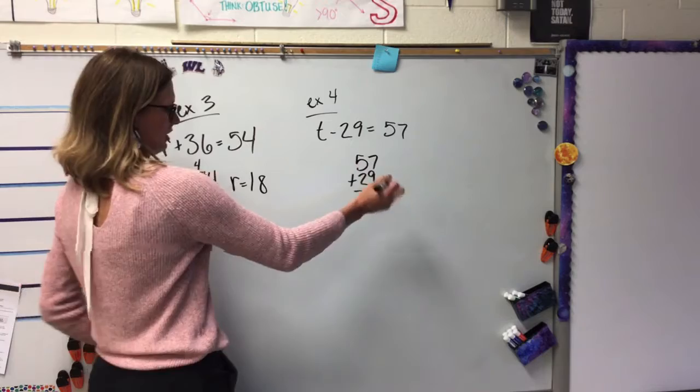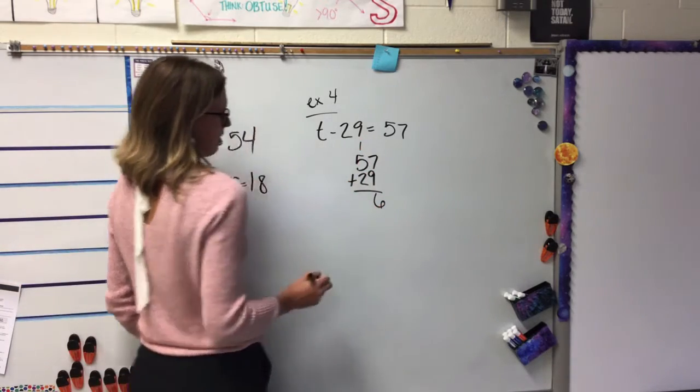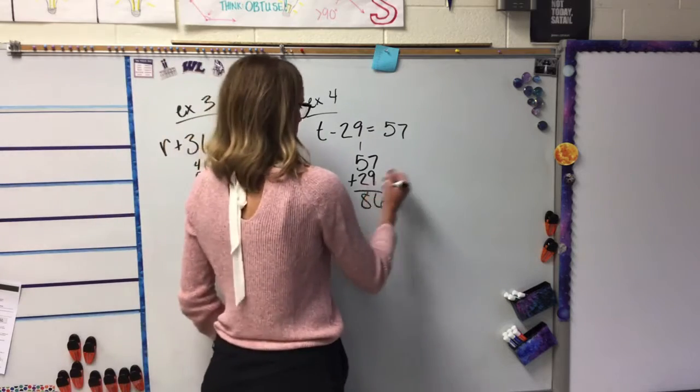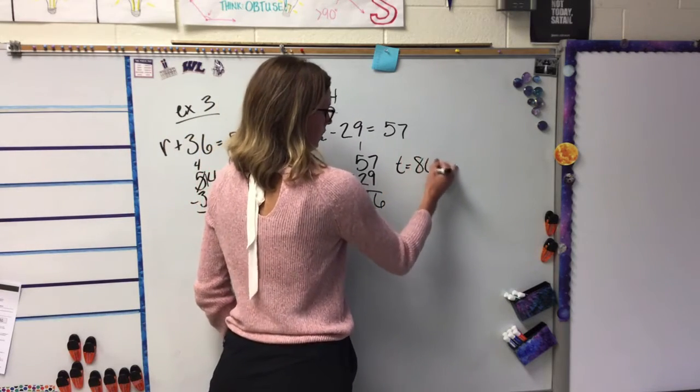7 plus 9 is 16. 1 goes up, 6 comes down. 1 plus 5 is 6, plus 2 more gives me 8. So I get T equals 86.